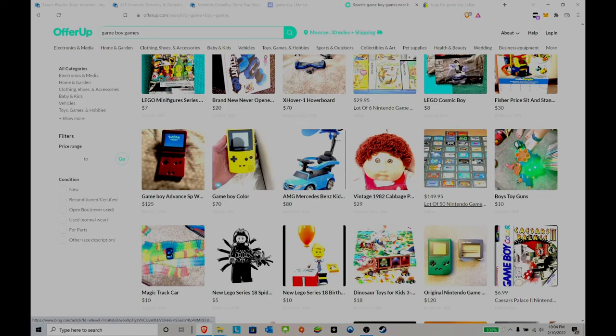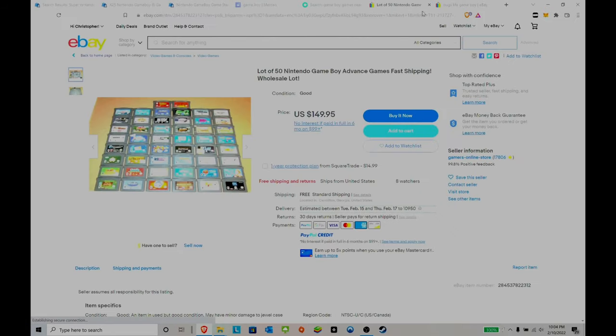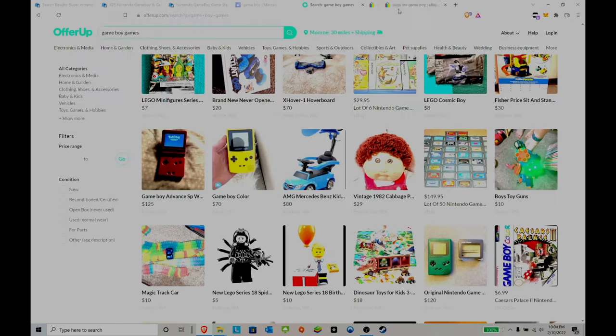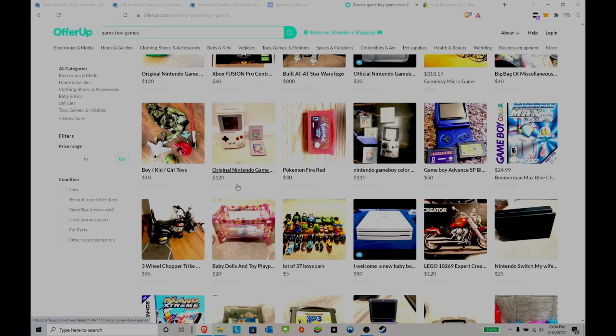Like he's selling 150 Game Boy Advance games for... and it just redirects you over to eBay. That's awesome. Oh, it was an eBay ad. Okay, so look at that. Some of these are even mixing with ads. That's kind of annoying.